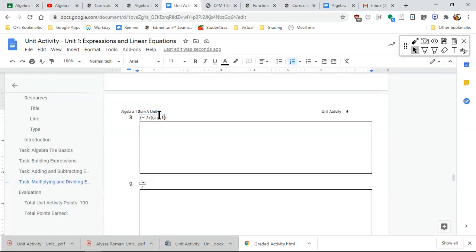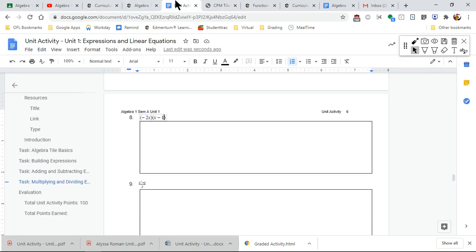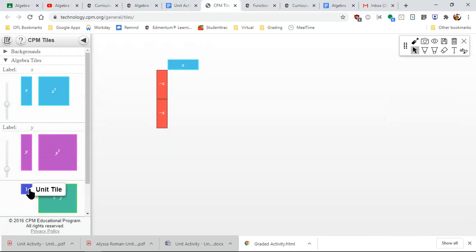And then it's saying that I have x times negative 1 or minus 1. So I'm going to take this x, I double click it, it flips it over. And then I also have a negative 1. So I'm going to put my 1 here. I'm going to make it negative. And now I'm going to multiply.